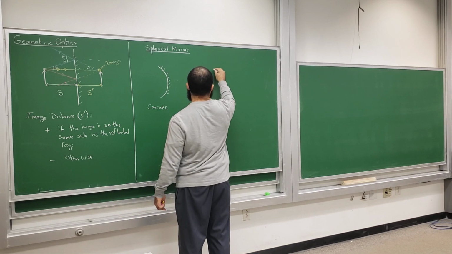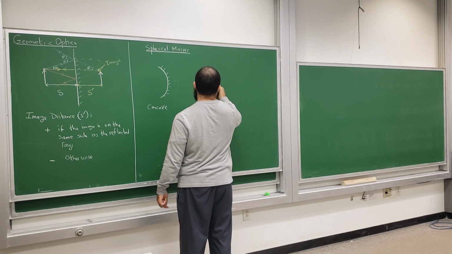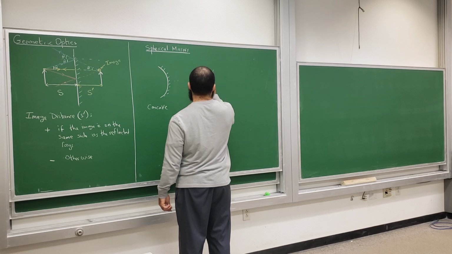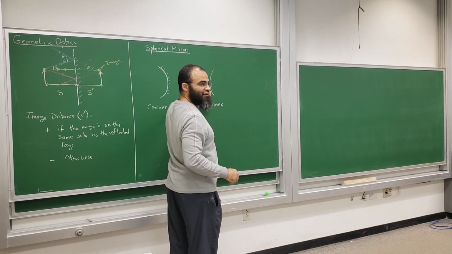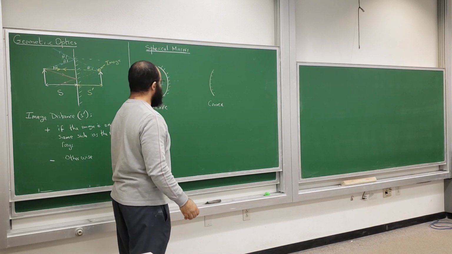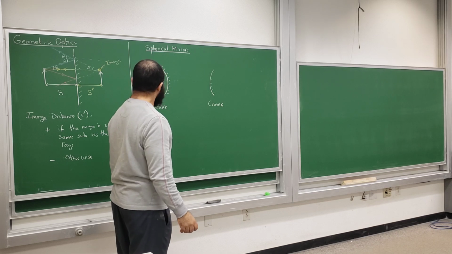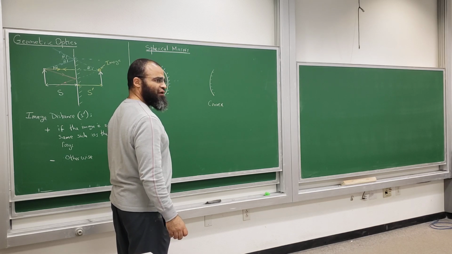Convex looks like this. So you would stand here. This is the reflecting side for a convex mirror. I do have a concave and a convex mirror. I'll bring them out in a moment. Is that clear? Concave, convex?